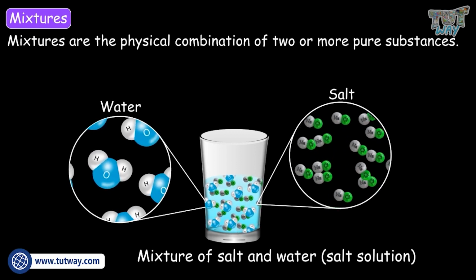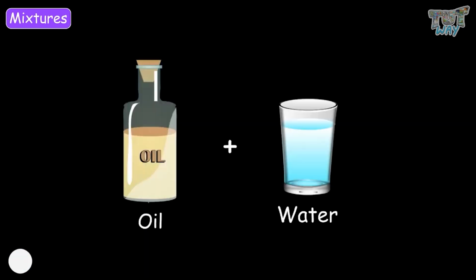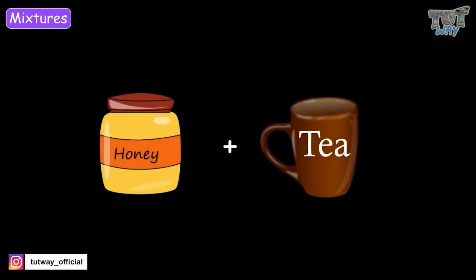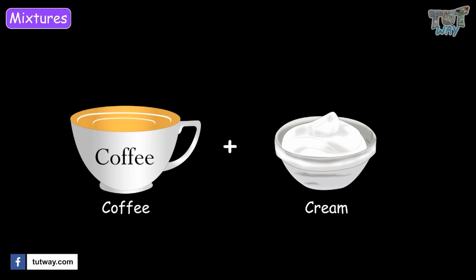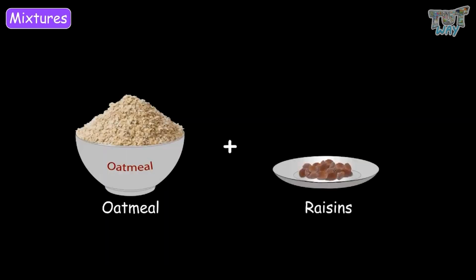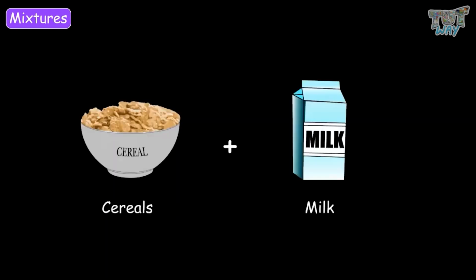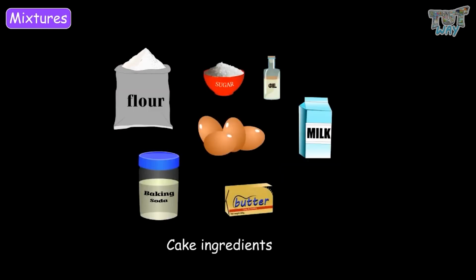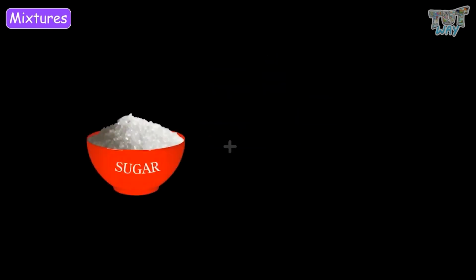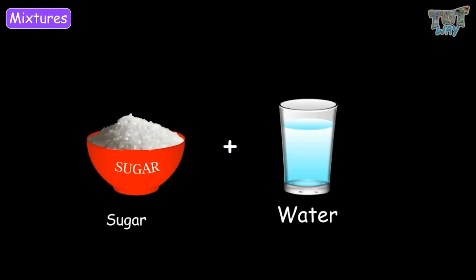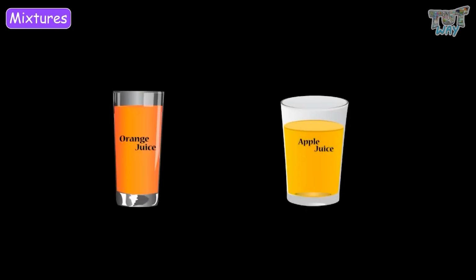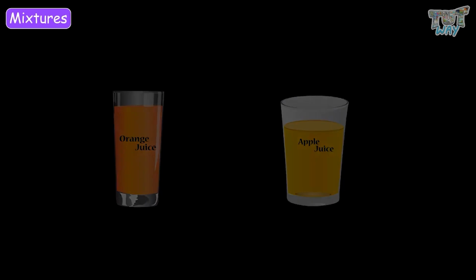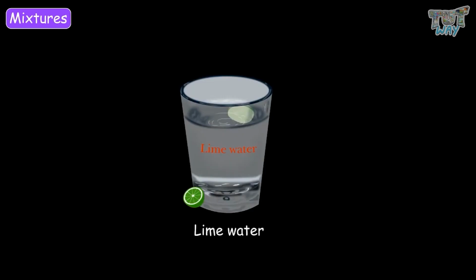Common mixtures of food are oil and water, honey and tea, milk and chocolate, coffee and cream, oatmeal and raisin, cereals and milk, chocolate and water, cake ingredients, sugar and tea, sugar and water, sand and water, orange juice and apple juice, lime water. So, these are examples of mixtures.